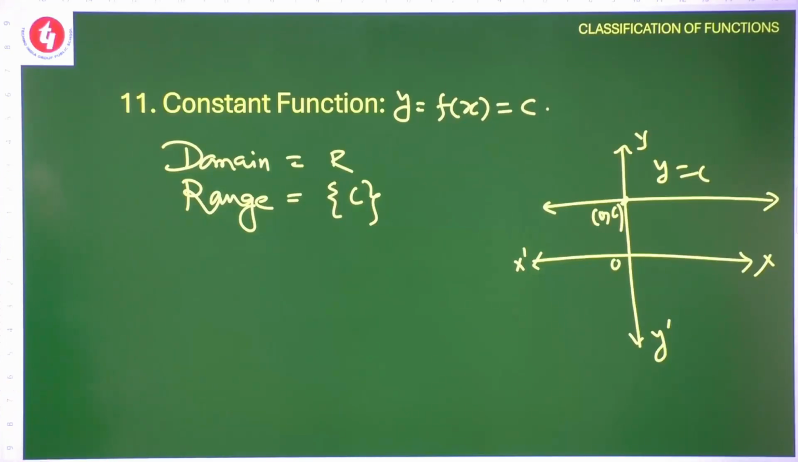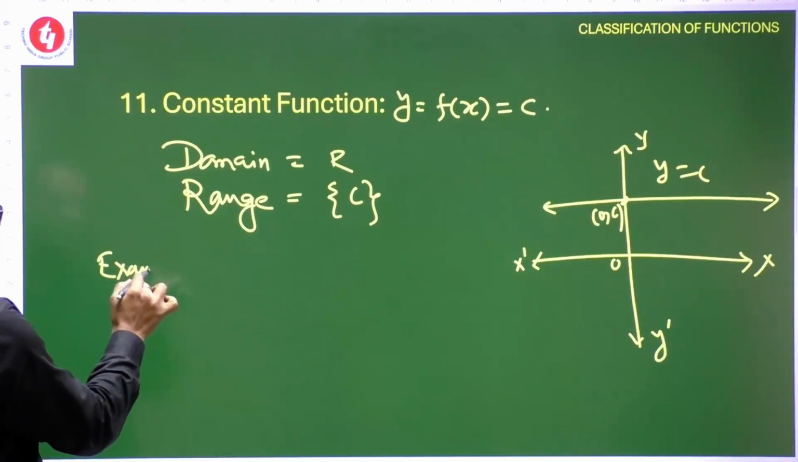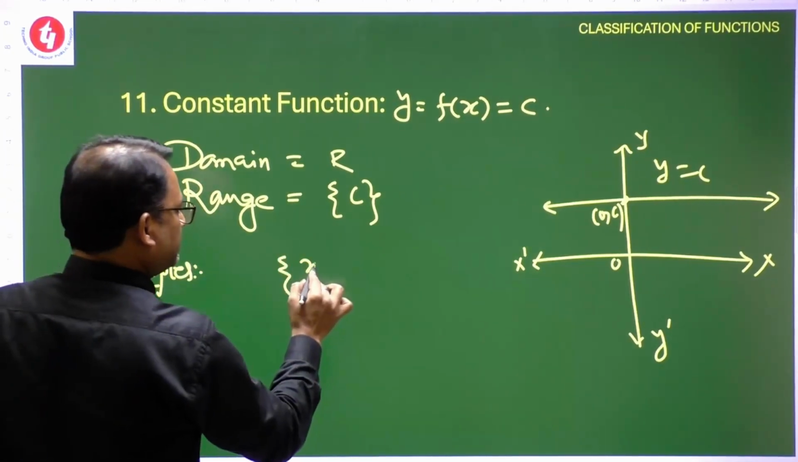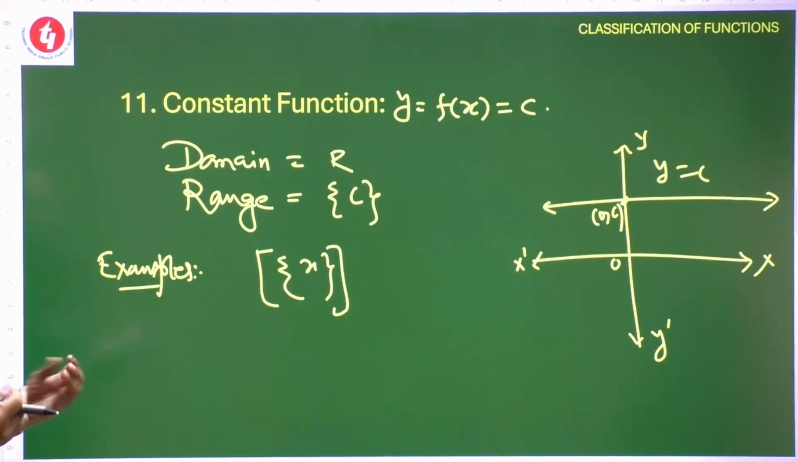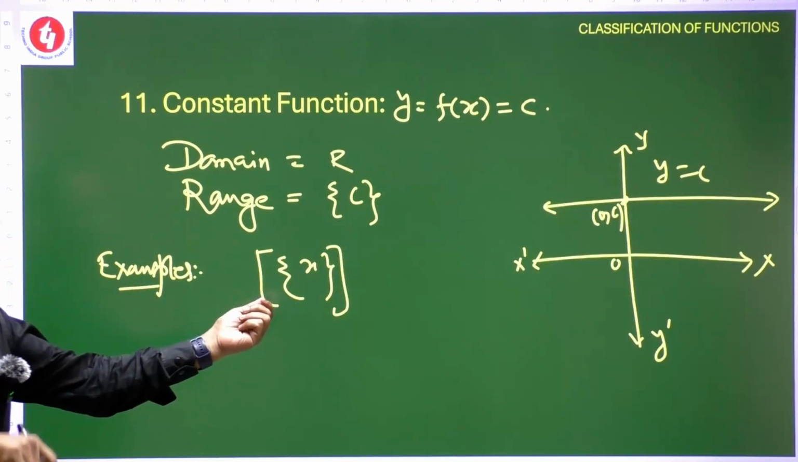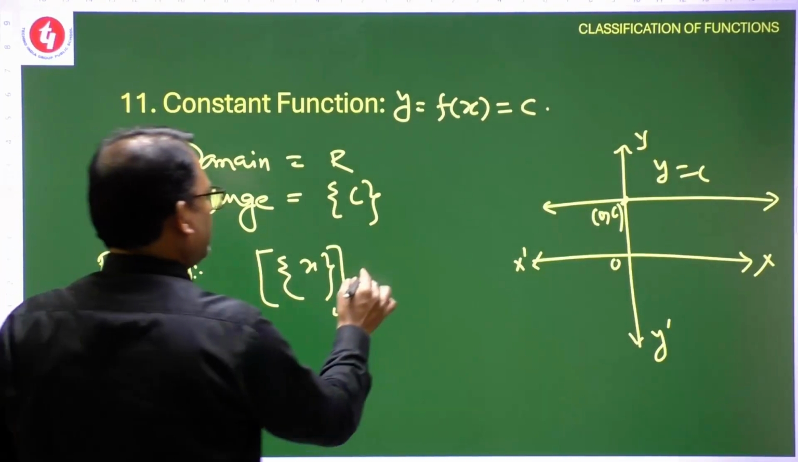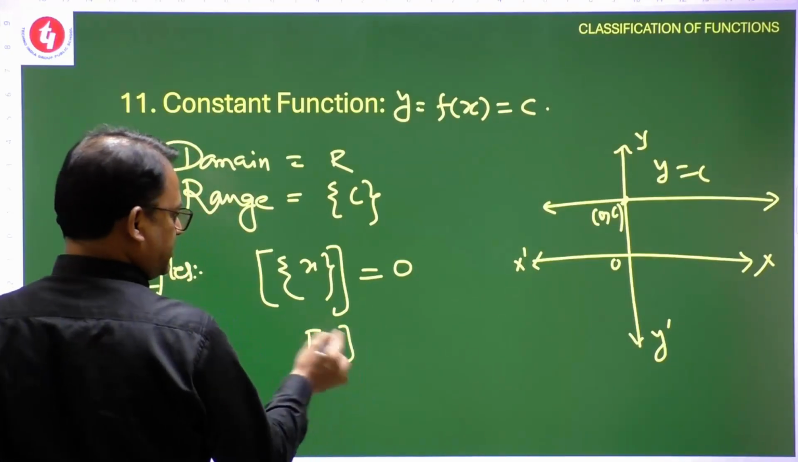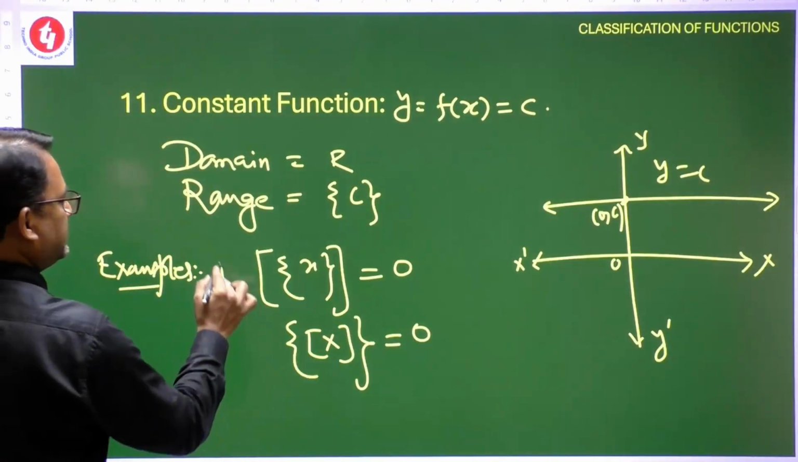Now a few examples of this one. Take any fractional part. Now take its box. Suppose the fractional part is 0.9, or the fractional part always lies between 0 and 1. So if you take any number between 0 and 1 and calculate its integral part, it will be 0. Now take the box function, it is an integer, and since it is an integer, its fractional part is 0. So this is example 1.